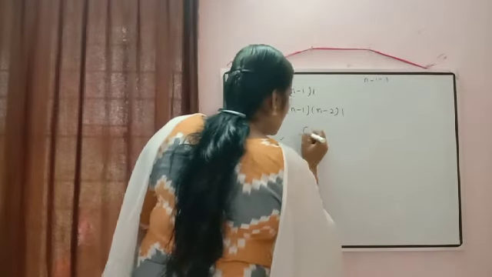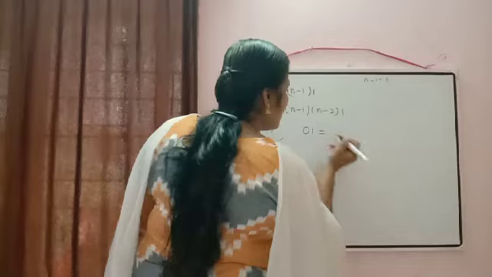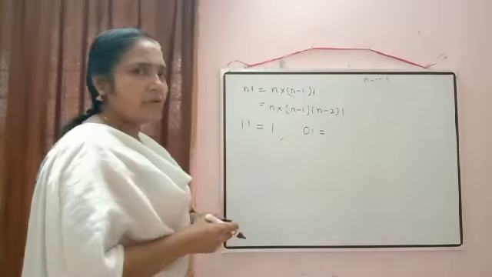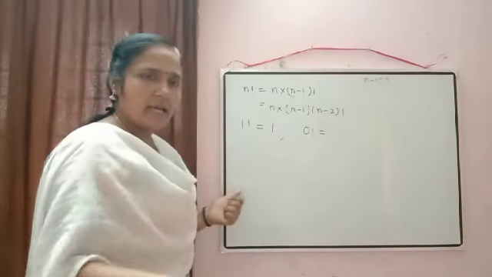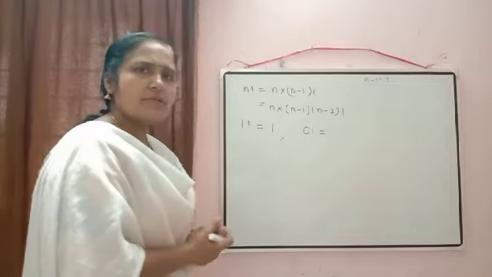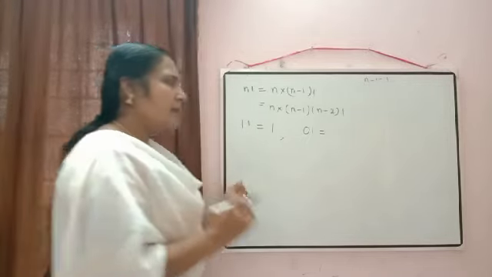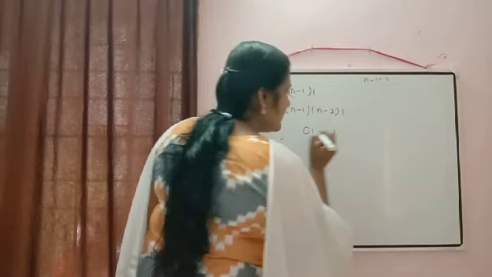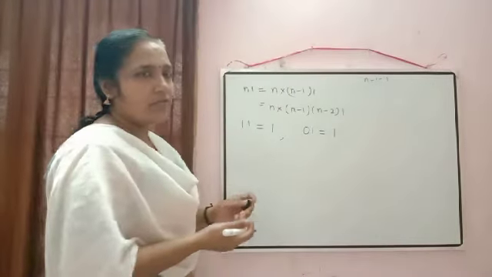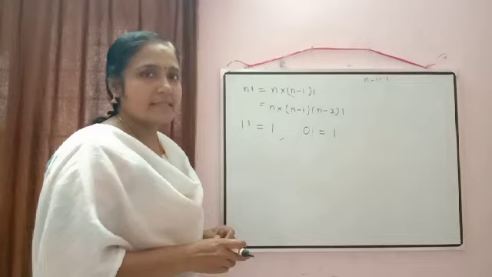Now can you tell me what is the value of 0 factorial? Because we wrote the formula as the product of first n natural numbers, but 0 is not a natural number. So at present you can write down that the value of 0 factorial is 1. How that value comes, we will discuss later.